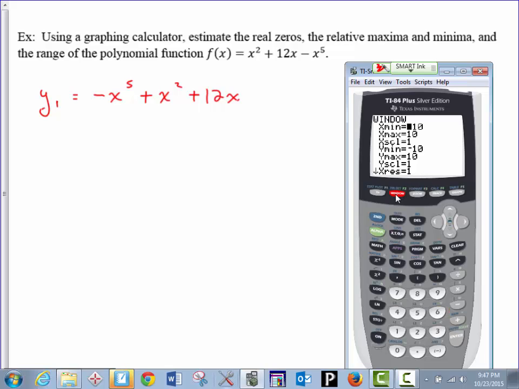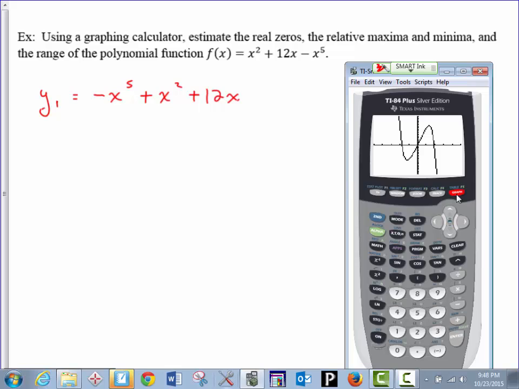So go to your window, and let's say first of all that we take these x-max and x-mins down a little bit. So let's say we go from negative 5 to 5. And then on the y's, let's increase those actually. Let's go from, let's say, negative 20 to 20. I think that will give us a better idea of what our graph ought to look like. Press graph, and then that's a much better picture.